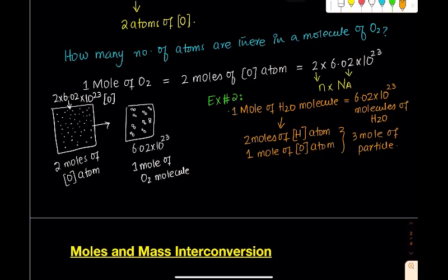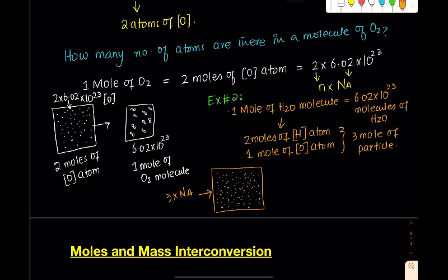Now these 3 moles of particles mean that in a container we have hydrogen atoms, which are 2 times the Avogadro's number because there are 2 moles of hydrogen atom, and we have 1 mole of oxygen atom, so Avogadro's number of oxygen atoms. Now when they all combine together, basically we have 3 times the Avogadro's number of particles in here.